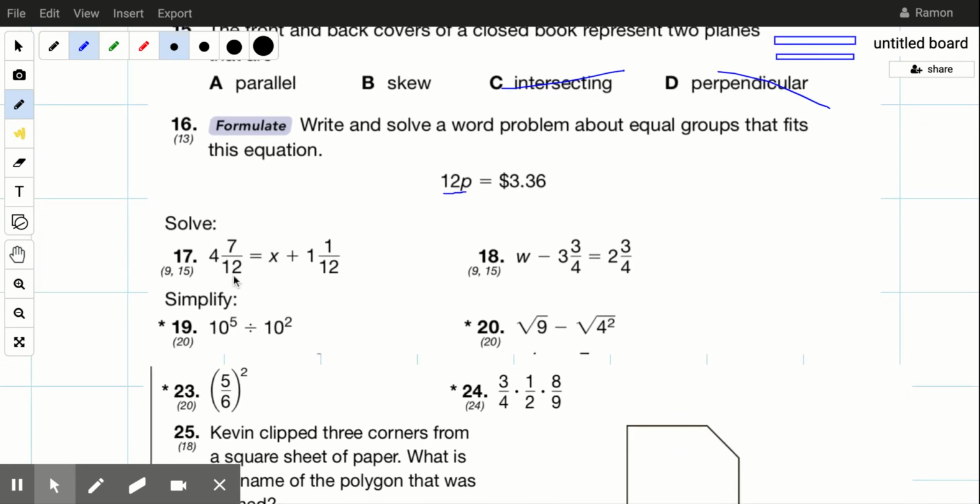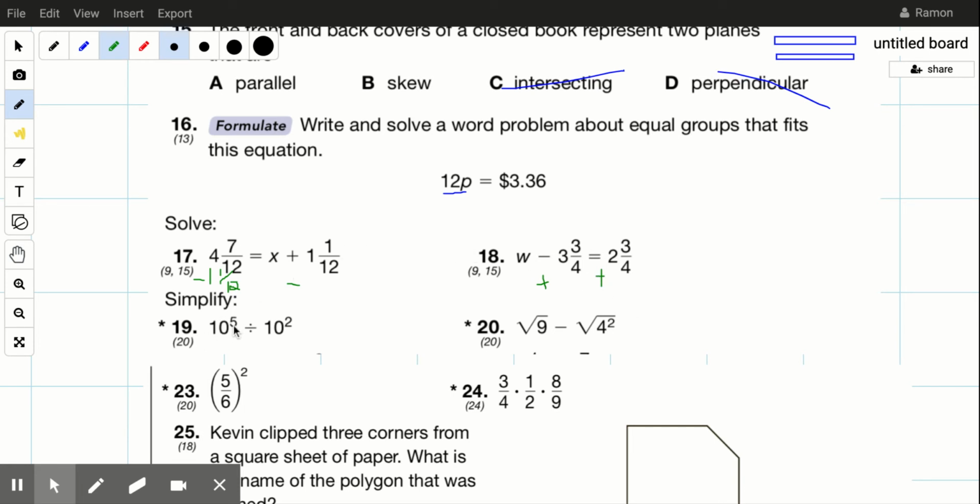17. So we have 4 and 7/12 equals x plus 1 and 1/12. Since we're adding to the x, we need to use inverse operations. So we're going to subtract 1 and 1/12 from both sides, keeping in mind that we're operating on the fractions and we're operating on the whole numbers. For number 18, w minus 3 and 3/4 equals 2 and 3/4. Again, the inverse operations tell us that instead of subtracting, we're going to add 3 and 3/4 to both sides.